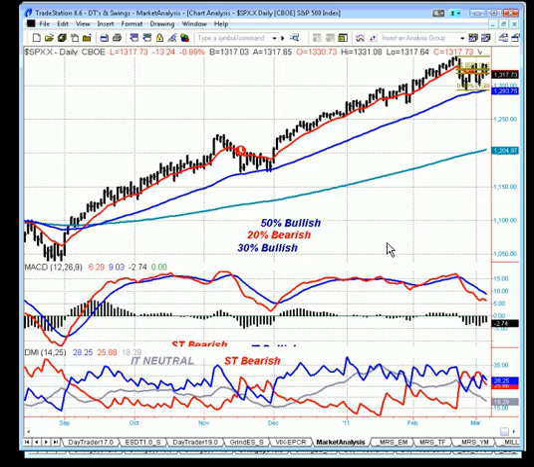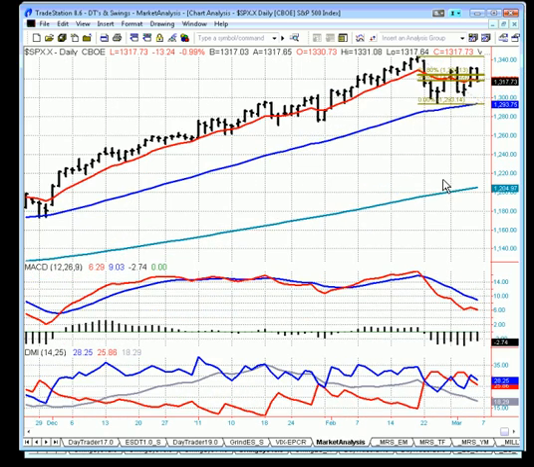80% bullish, 20% bearish, and that 20% bearish could actually be argued gray status. But we're going to keep it bearish because we've got 2 consecutive lower closes below this key red line here. We've not had 2 consecutive higher closes above the key red line. Now today becomes kind of a pivotal day.